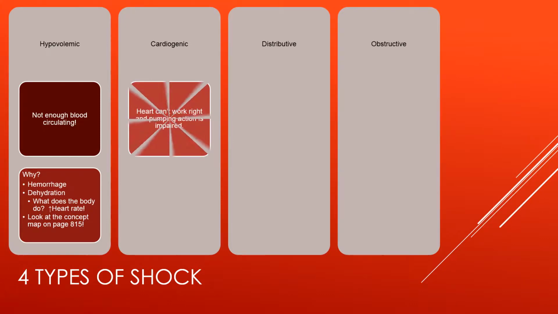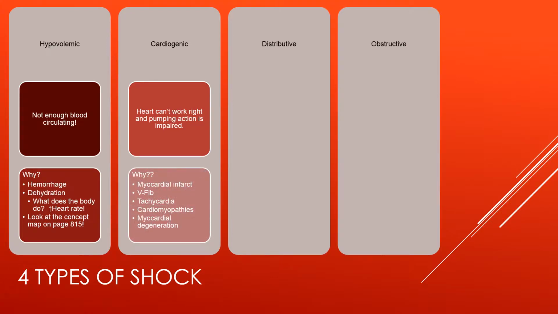In cardiogenic, the heart can't work right and pumping action is impaired. So why? Is it due to myocardial infarct, ventricular fibrillation, tachycardia, cardiomyopathies, or myocardial degeneration?